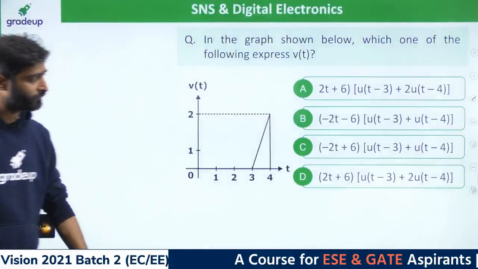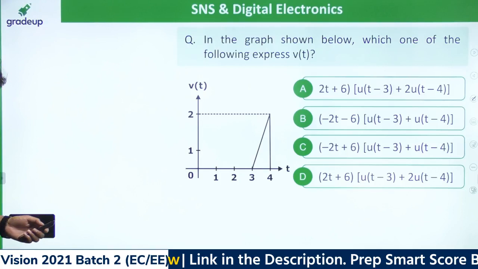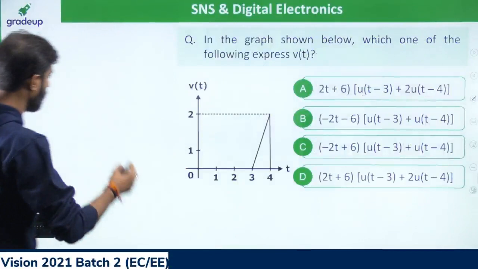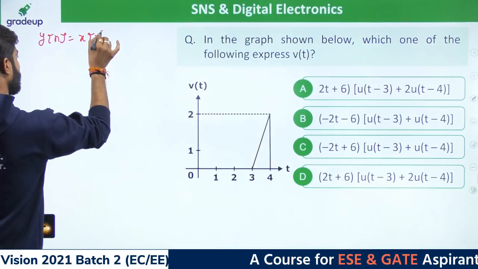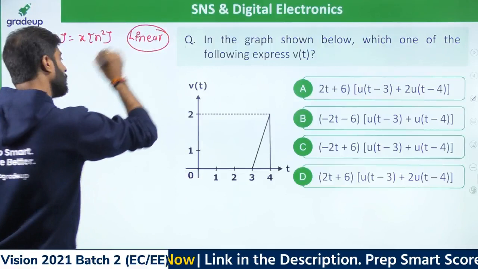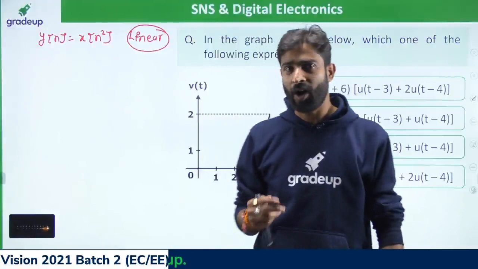Shashank is asking how B is linear. Okay, Shashank, if you write y of n equal to x of n square, then also it is a linear system, right? Sir, how is any system called linear? The linear system follows two things. One is homogeneity and the second one is additivity. Or we can say superposition.